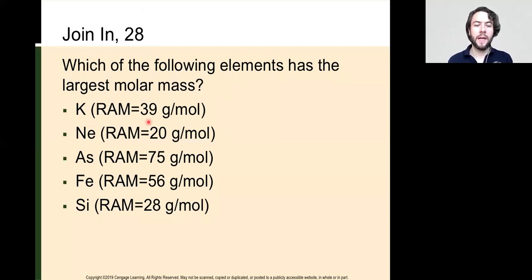Potassium has a mass of 39 grams per mole, neon 20 grams per mole, arsenic 75 grams per mole, iron 56 grams per mole, and silicon 28 grams per mole. So the largest number here is arsenic. So arsenic is the one with the largest mass.